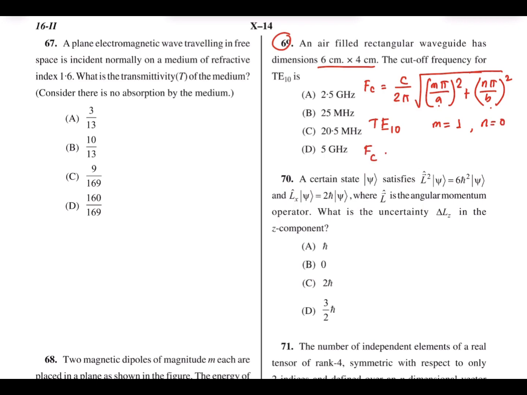So the cutoff frequency is c by 2 pi times 1 pi by a. So this is c by 2a, which is equal to 3 times 10 to the power 8 divided by 2 times 0.06, and if you calculate that, this would be 2.5 gigahertz. So option A is the correct answer.